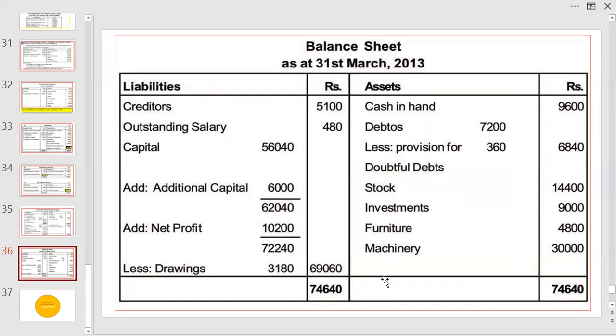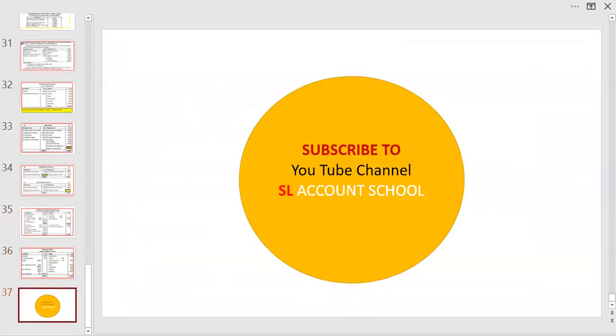Dear students, as we said earlier, incomplete records can come in different forms. So you will have to use your accounting knowledge in order to solve those problems. We recommend you do more and more exercises in order to get a better understanding of the subject.